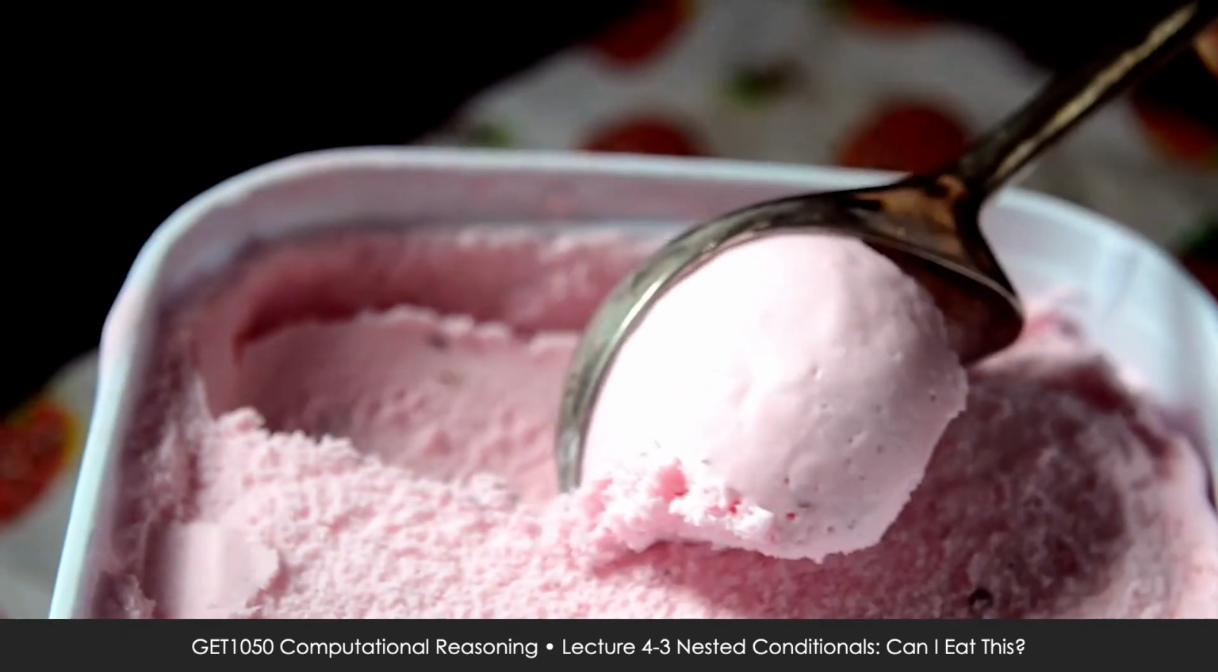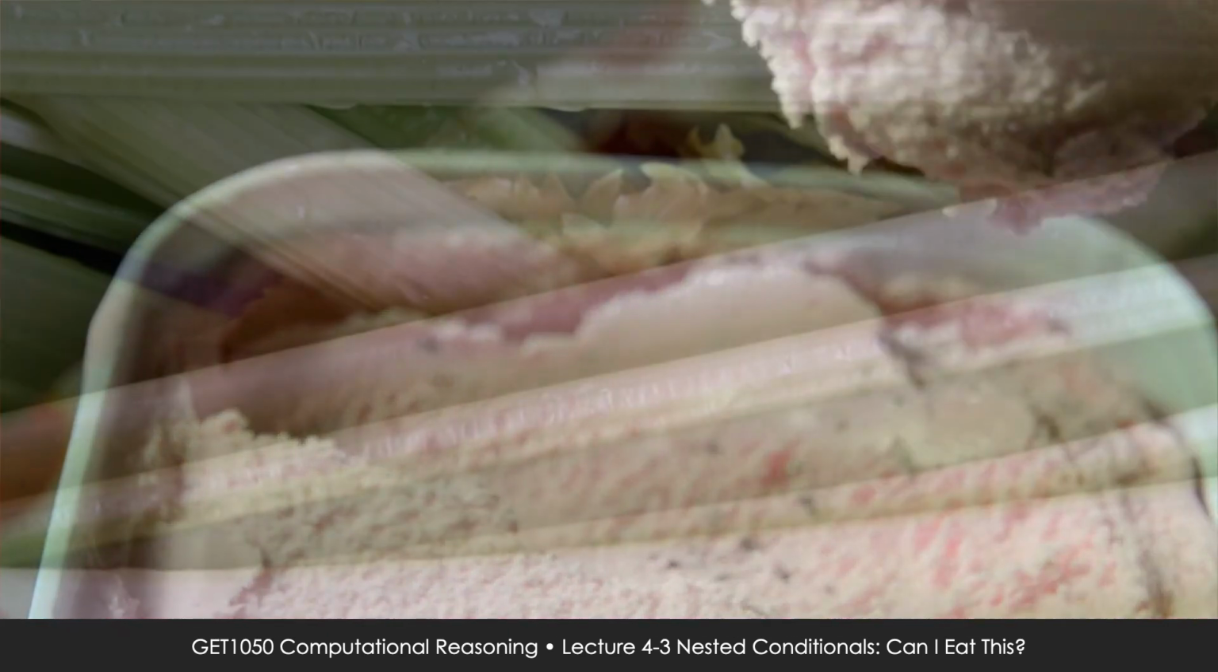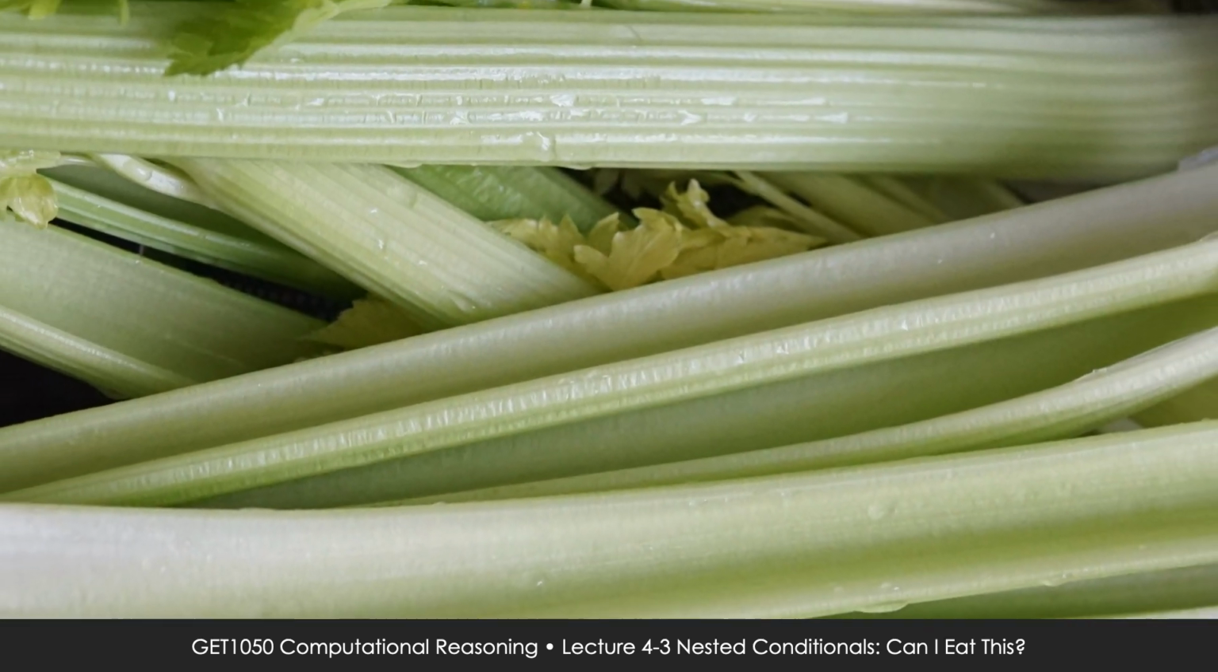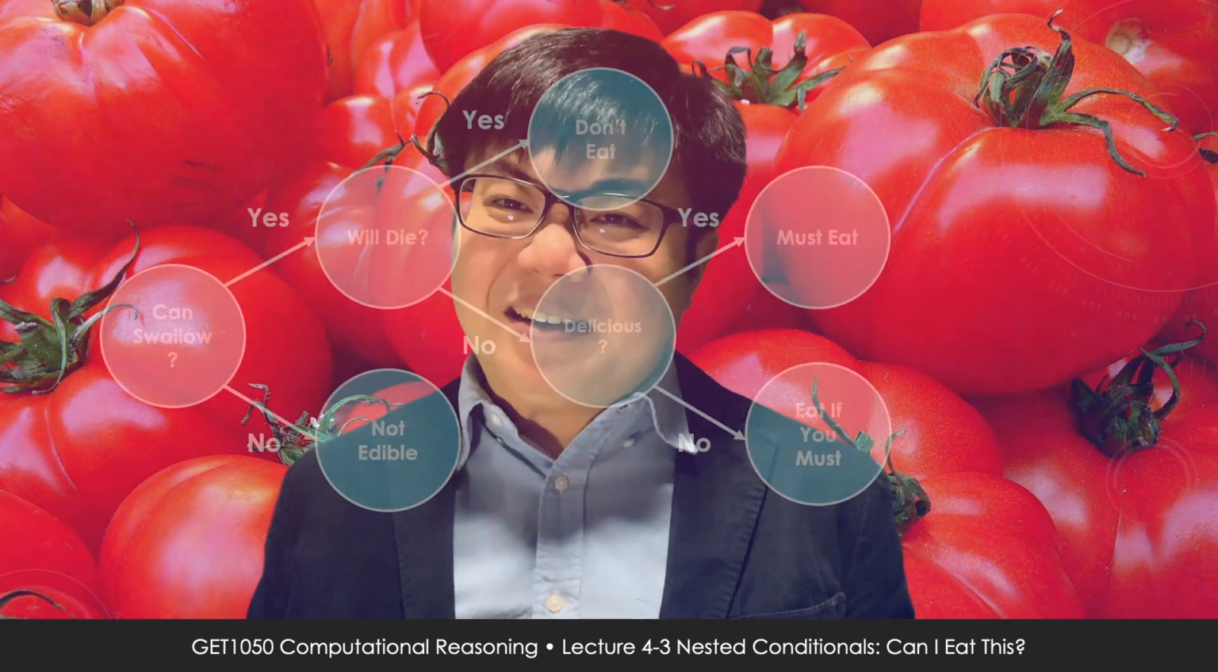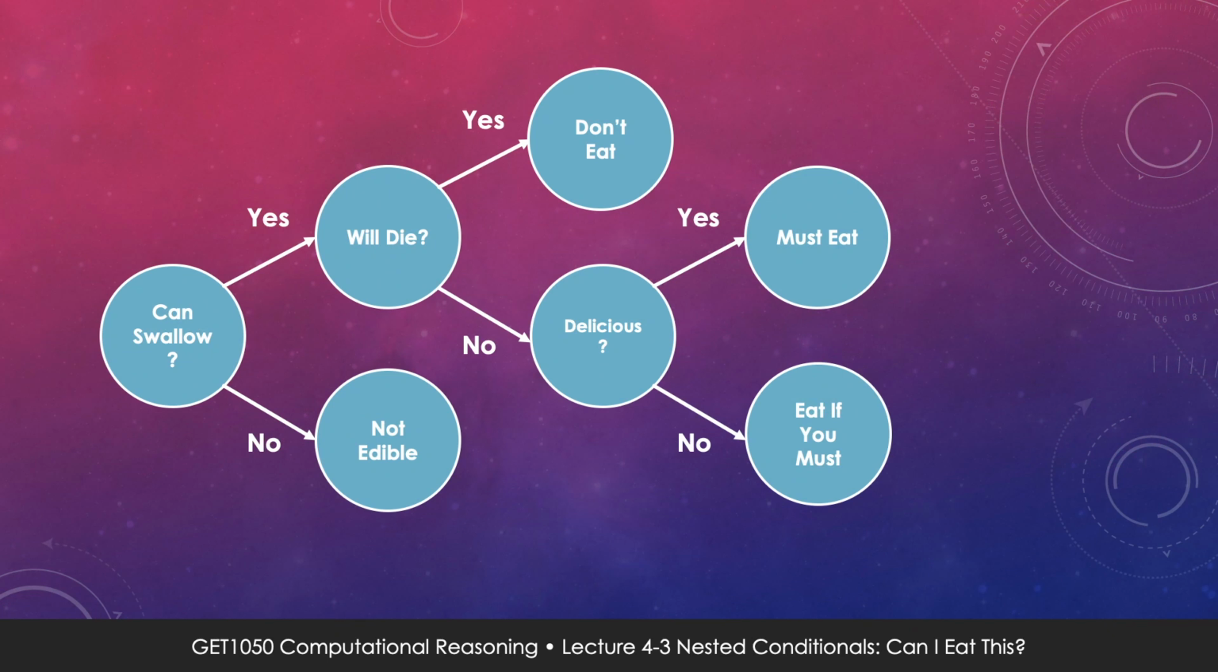So what distinguishes an object that is must eat from an object that is eat if you must? I know. If it's delicious, then it's a must eat. Like ice cream, for example. Ice cream is so delicious. If you tell me it is ice cream, I'm so gonna eat it, right? But think about celery. Do I really want to eat it? No, not at all. But if it's the last thing on earth for me to survive, then yeah, maybe I'll eat it, yeah? So let's use deliciousness as a condition, alright? In which case, deliciousness is the condition that distinguishes between the 2 outcomes, right? So if it's delicious, it's a must eat. And if it's not, it's an eat if you must.